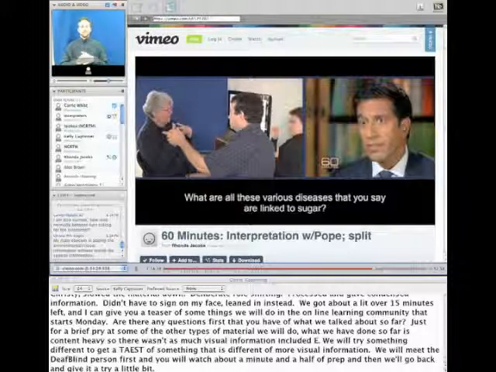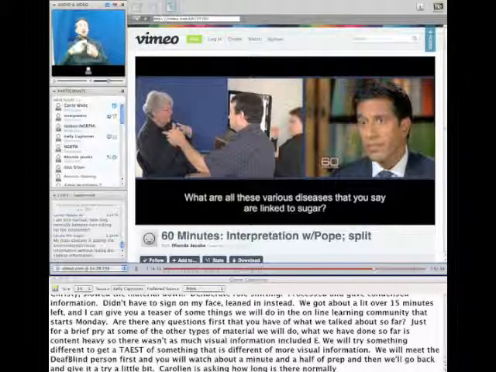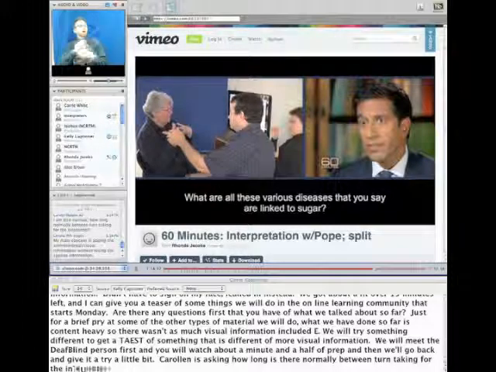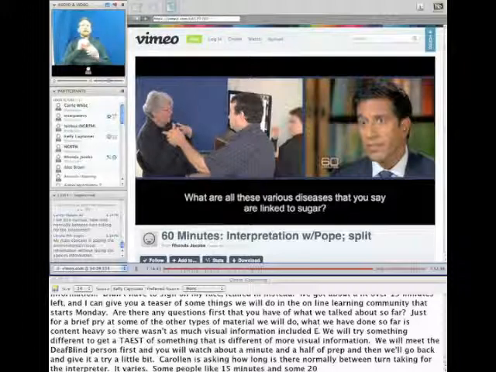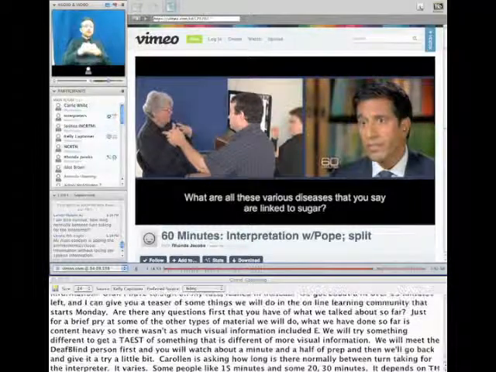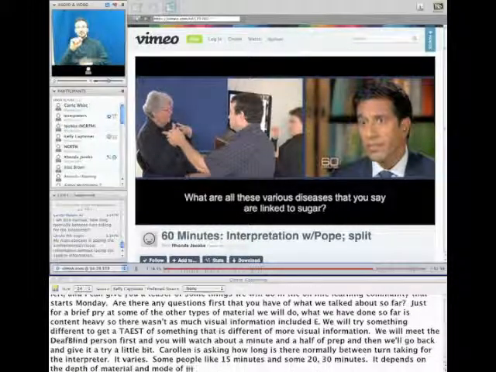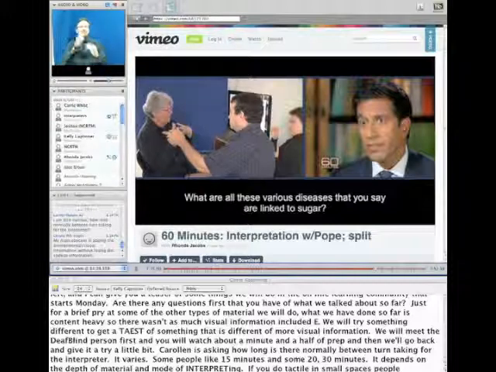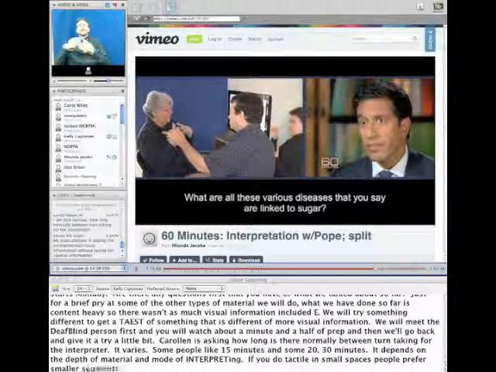And Carolyn is asking, how long is there normally between turn taking for the interpreter? It really varies. It's individual preferences. Some people like 15 minutes, some 20, 30 minutes. It depends, the same as any other interpreting, on the depth of the material and the mode of interpreting. Sometimes if you're doing tactile or signing in a small space, people prefer shorter segments, and just a lot of individual differences, so it's a little bit hard to say definitively.